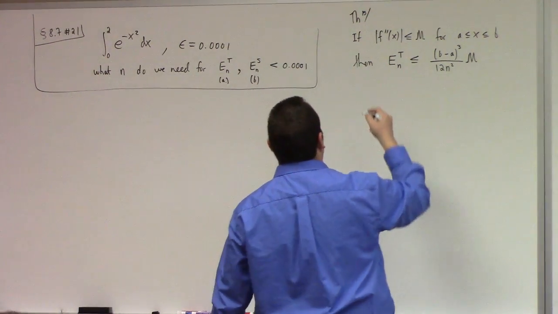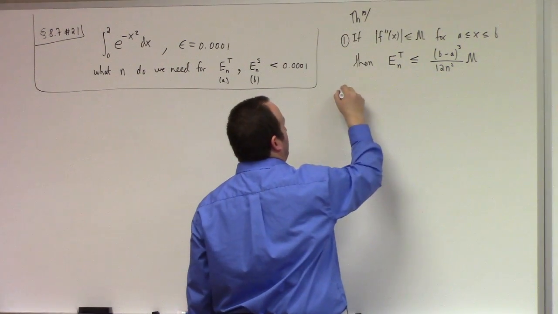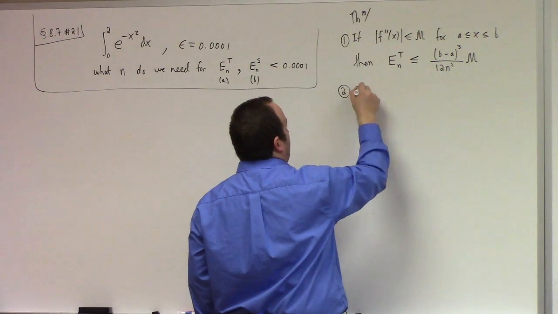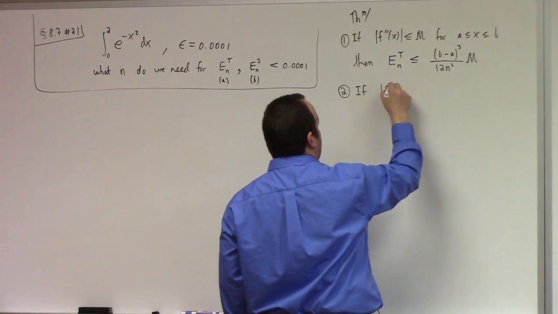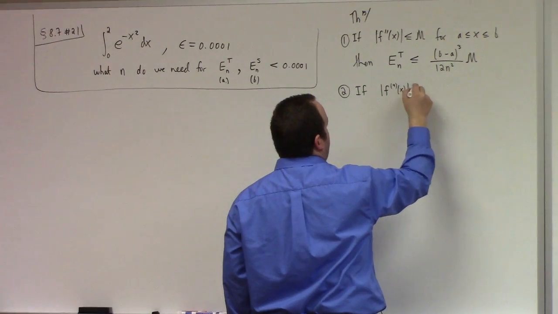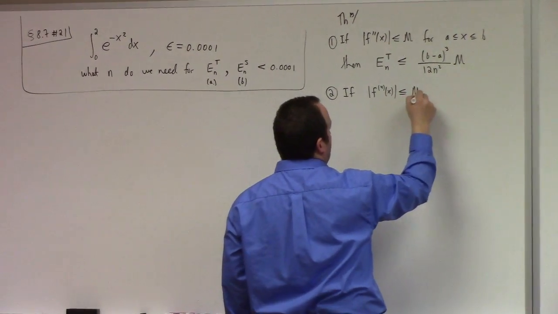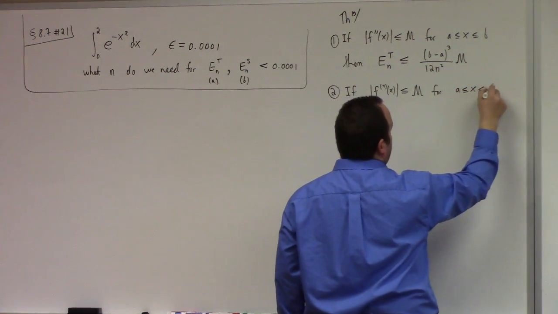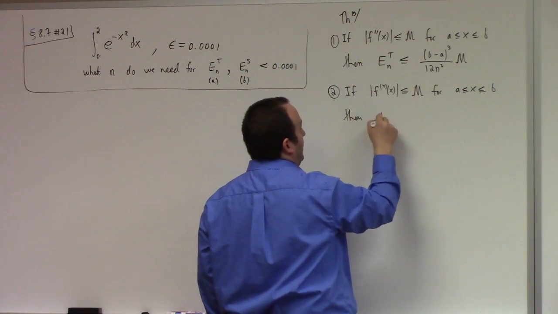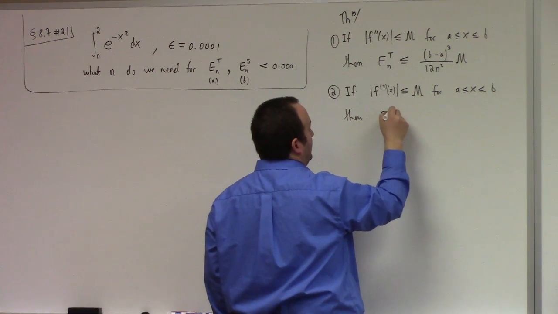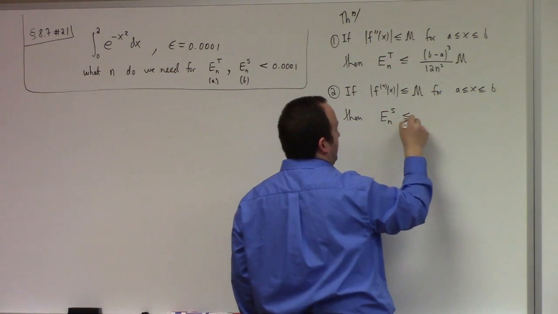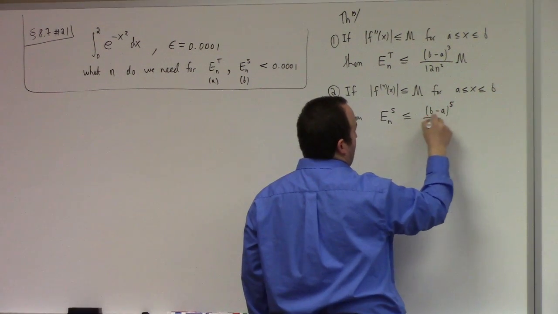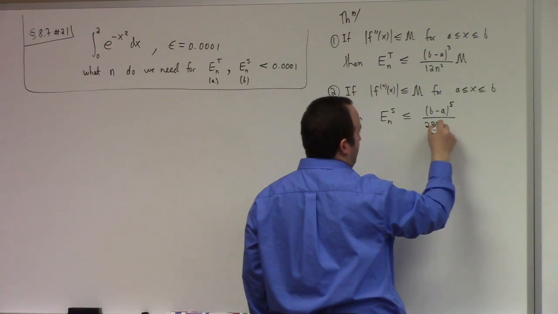So that's the first part of the theorem, and these are kind of distributed in the section in boxes. The second part was if we have a bound on the fourth derivative, if we can say the fourth derivative is less than or equal to some particular constant m, for a less than or equal to x less than or equal to b, then the error in the nth application of Simpson's rule is less than or equal to b minus a to the fifth power divided by, well, obviously 2,880 n to the fourth.